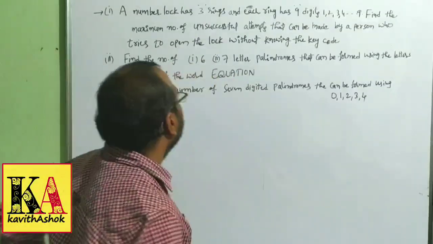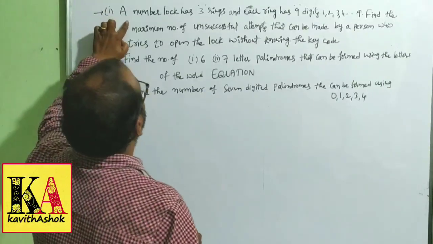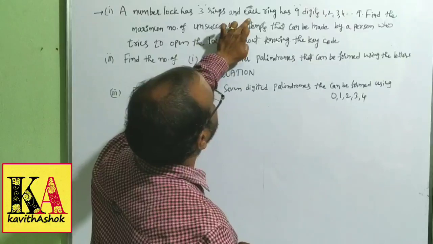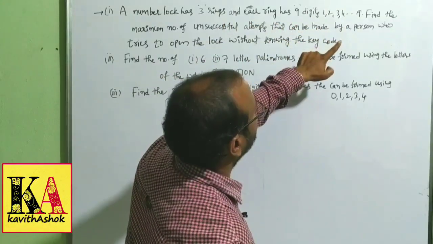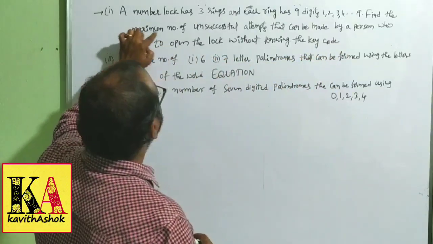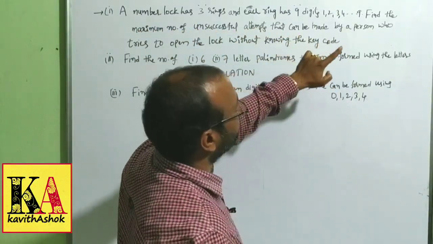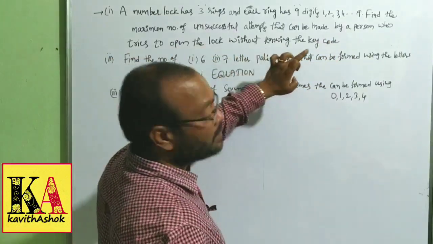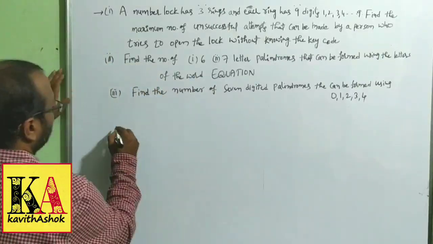Right. Look at here now. We have 3 important questions here. A number lock has 3 rings. Each ring has 9 digits, 1, 2, 3, 4 up to 9. Find the maximum number of unsuccessful attempts that can be made by a person who tries to open the lock without knowing the key code. So that is our first question here. We will solve the first one. Look at it now.